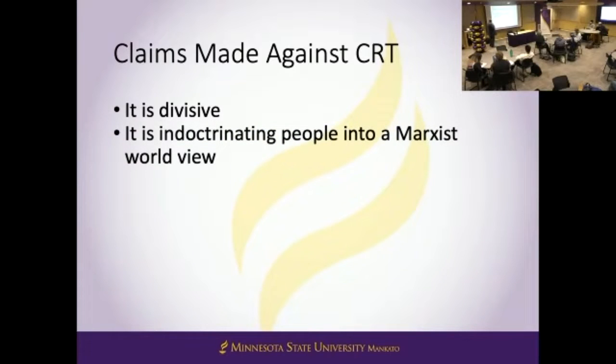Next claim, it is indoctrinating people into a Marxist worldview. In other words, it's socialist. And the goal is to overturn this American enterprise and the capitalist system that this country was founded upon into a socialist nation and socialist structure. So that's the claim.